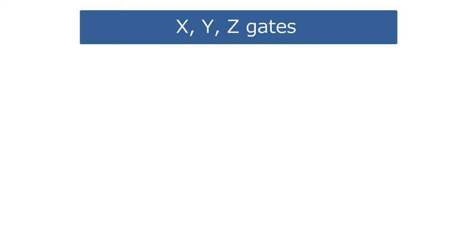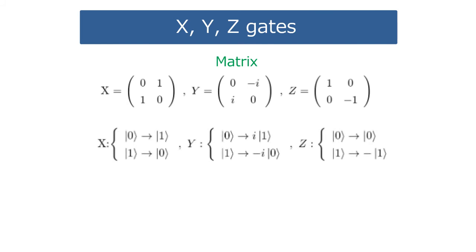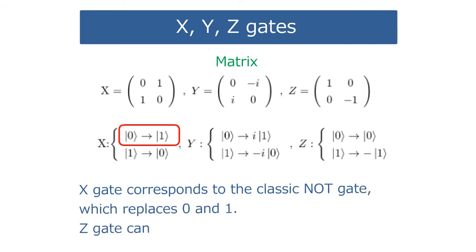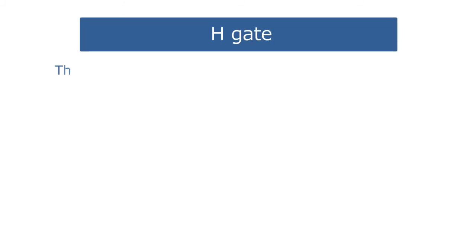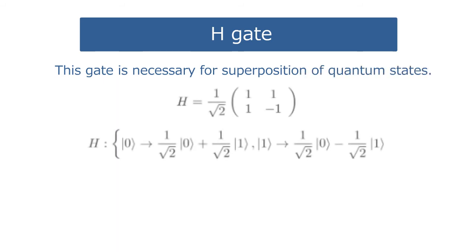X, Y, Z gates. The matrix of these gates are as follows. XGate corresponds to the classic NOT gate, which replaces 0 and 1. ZGate can change sign only when qubit is 1. HGate. This gate is necessary for superposition of quantum states. This is the matrix of HGate.